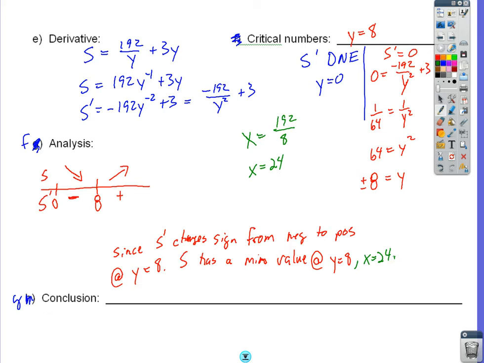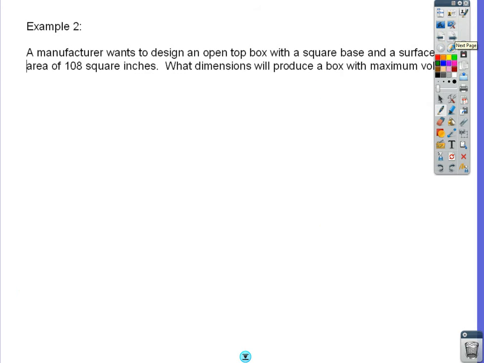All right? A lot of steps, but they're very deliberate steps. We'll see how it works in this next example. So in this next example, it says here, a manufacturer wants to design an open box top with a square base and a surface area of 108 square inches.